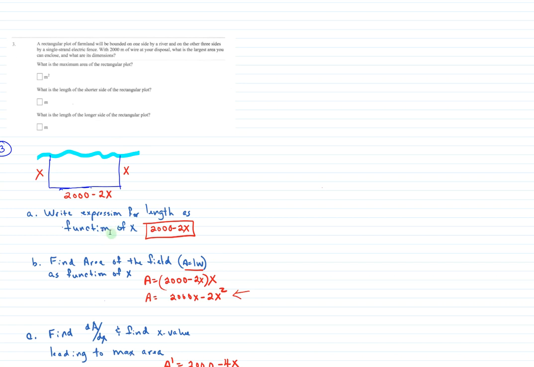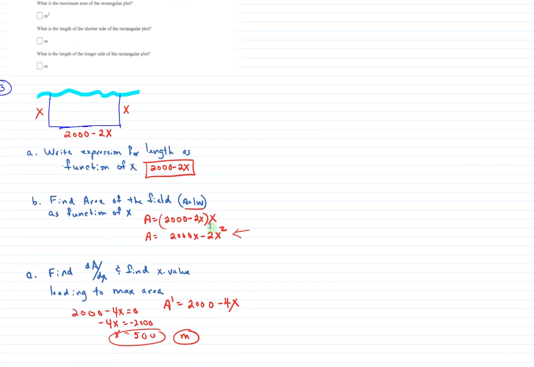A part, write an expression for the length as a function of x. So that's 2,000 minus 2x. That is the length. We did that already. Find the area of the field as a function of x. So that is length times width. So 2,000 minus 2x times x, and we end up with this as our area function.